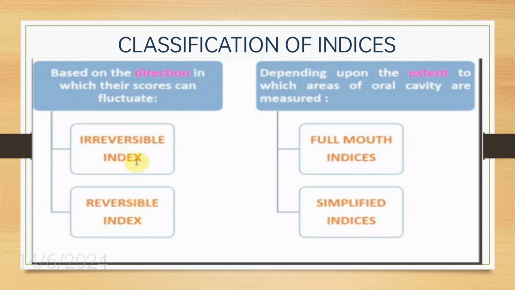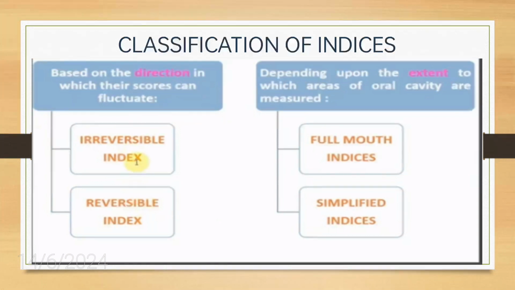Example, DMFT index, that is it measures the decayed, missing and filled teeth which cannot return to its original state. So it falls under the irreversible index. Reversible index measures the conditions that can return to the original state. The example is gingival index, which measures gingivitis, which is a reversible condition. So it falls under the classification of reversible index.